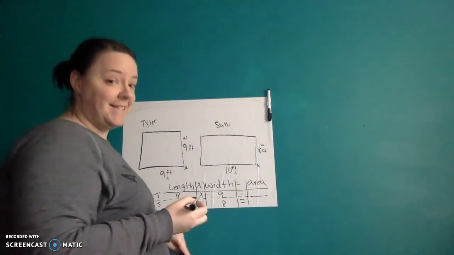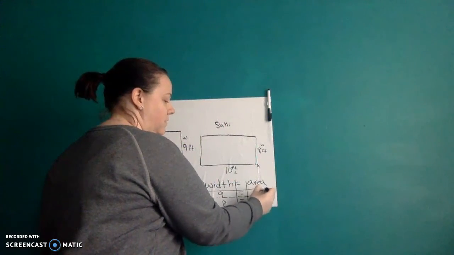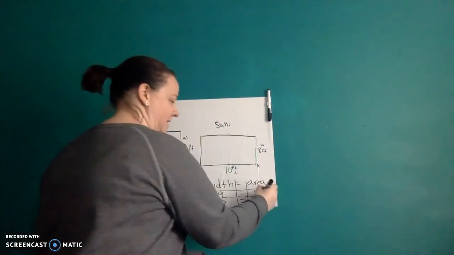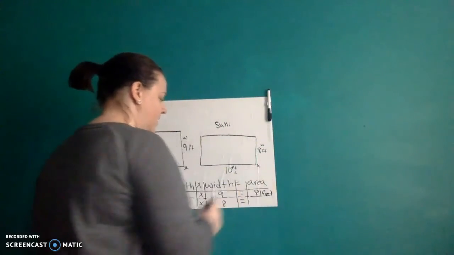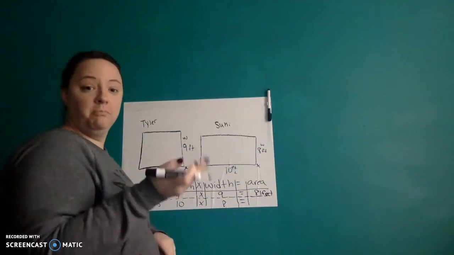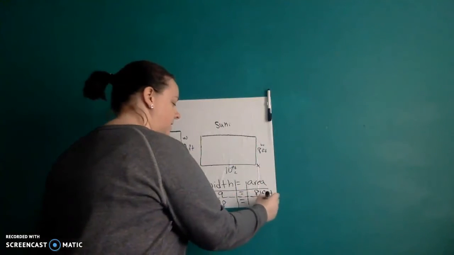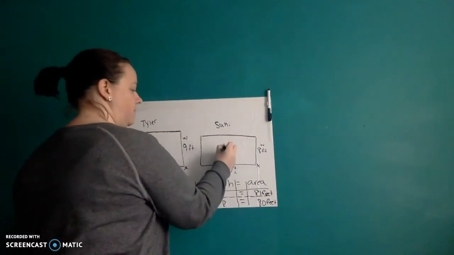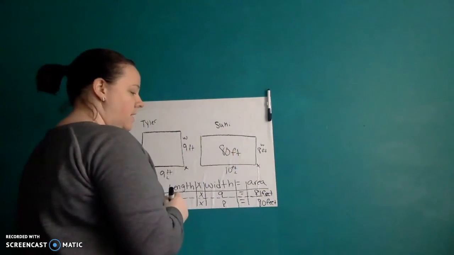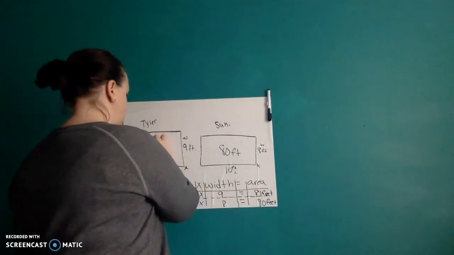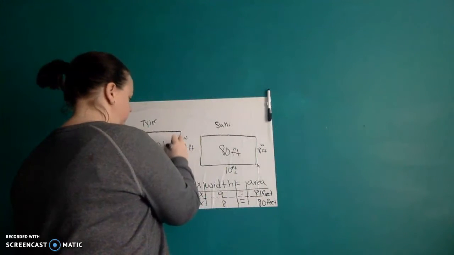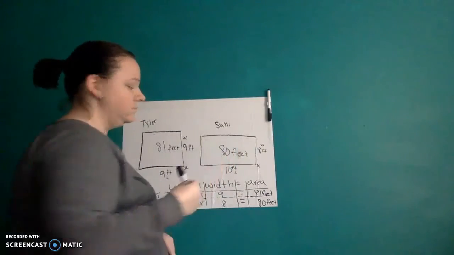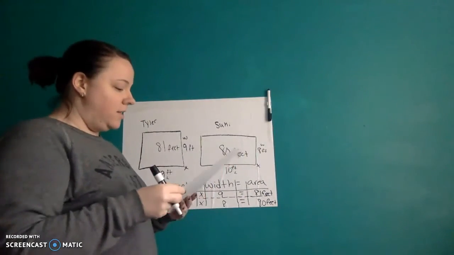Okay, if you said that 9 times 9, the area is 81. 81 balloons? No, feet. Good. 10 times 8 equals 80. Again, 80 feet. So let's write them in here. So we know Suki's is 80 feet. And we know Tyler's is 81 feet. Okay, now let's move on.